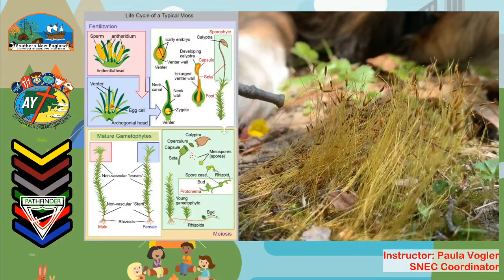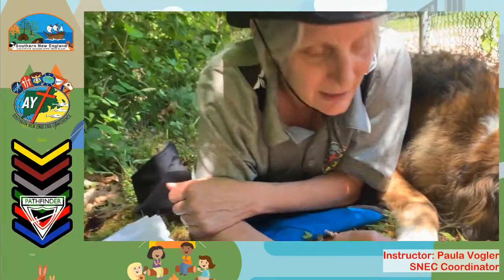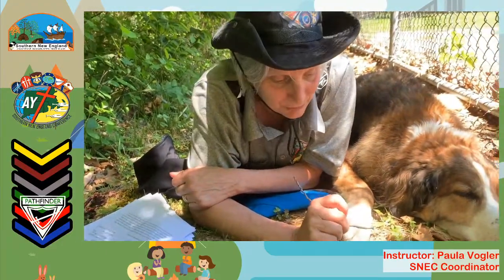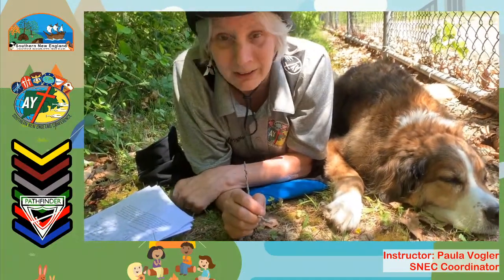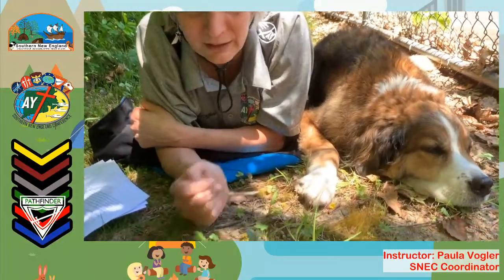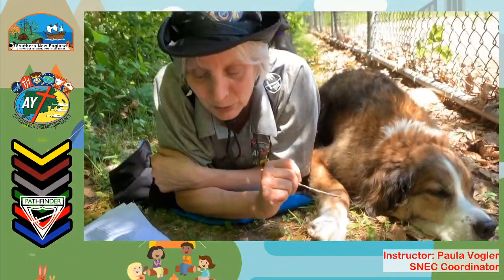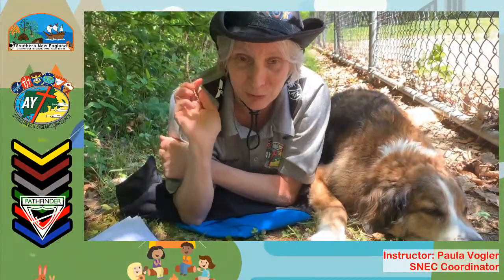They can reproduce asexually as well, and that reproduction takes place inside of those little capsules that I showed you. So there are some big words in there, you can look them up, but basically if you ever see these little things, you know that's where the spores come from. So now we have to go find lichens, and we'll talk about how lichens reproduce.